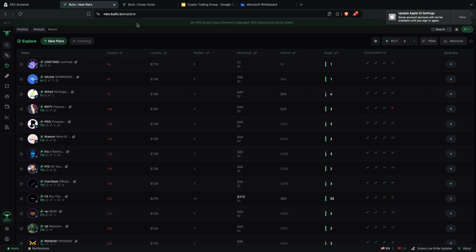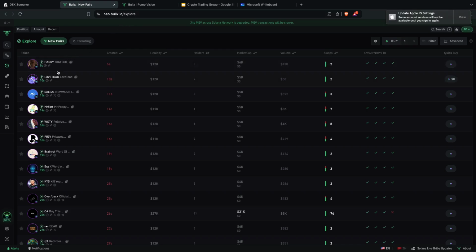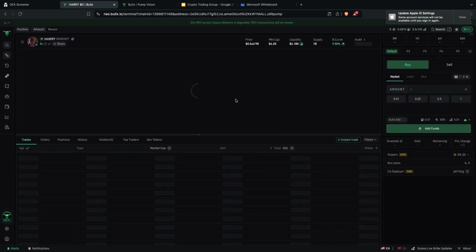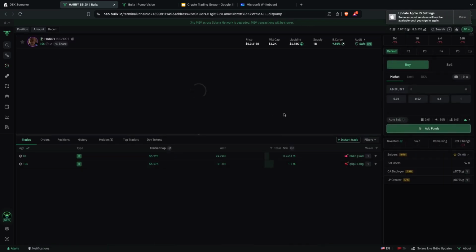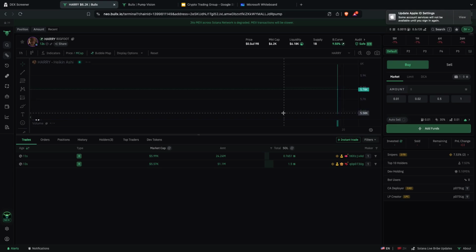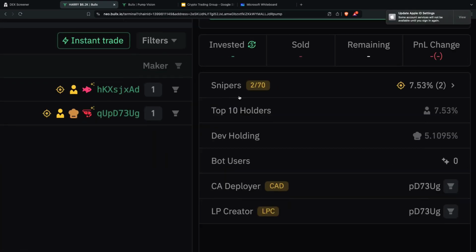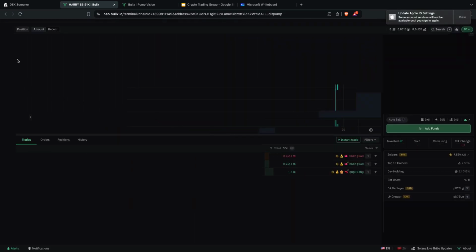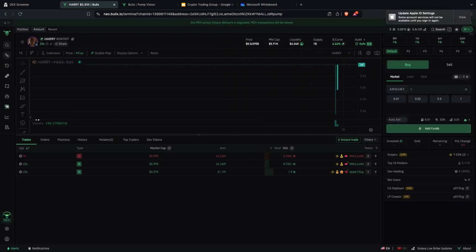So if you haven't migrated from BullX to Neo, you have to do it right now because the updates are absolutely amazing. They have many different mechanisms and features that we didn't have access to previously, like the snipers, bot users, and a whole lot of other features like wallet tracking as well. Wallet tracking is absolutely amazing, and it's something you can really utilize.